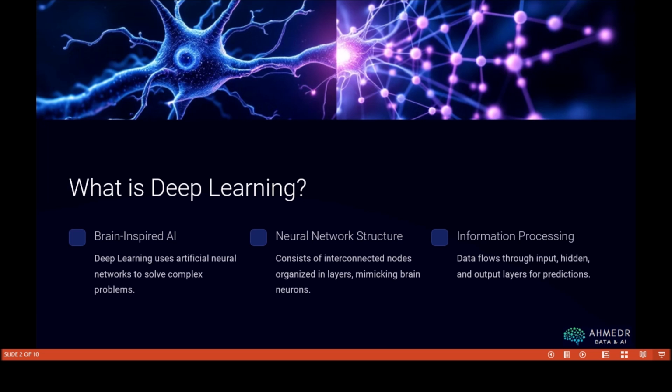But how does deep learning mimic the human brain? To understand deep learning, we need first to look at a neural network, just like the neurons in the human brain, which are connected and work together to process information. Artificial neural networks, ANNs, are designed to mimic that process. These networks are made up of several layers of interconnected nodes, which are inspired by biological neurons.